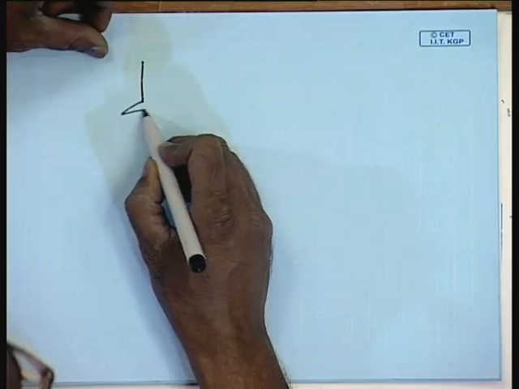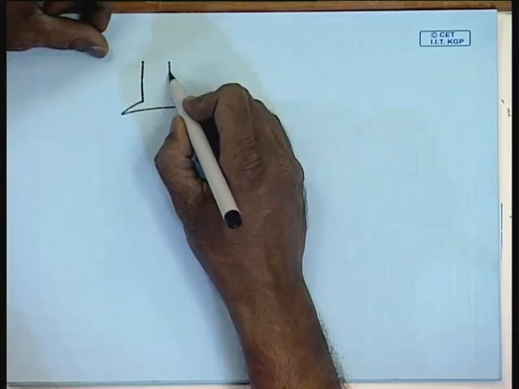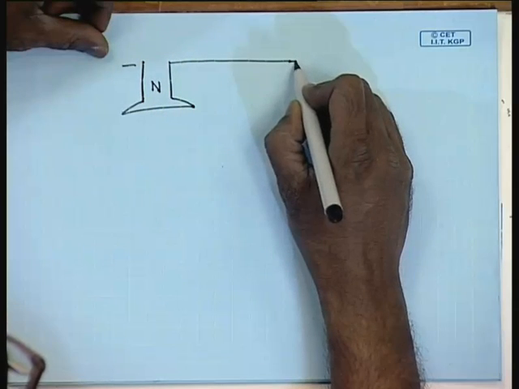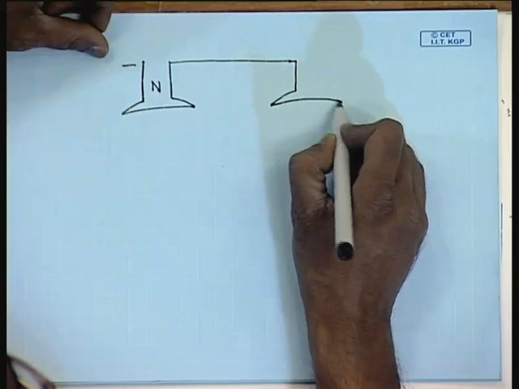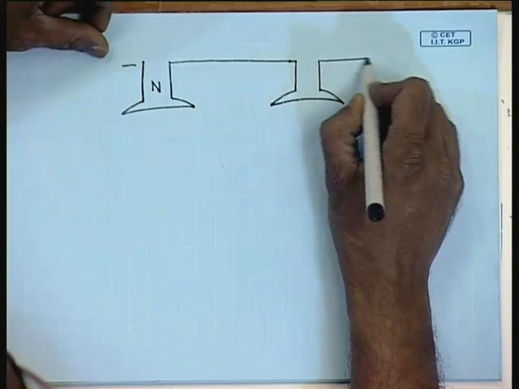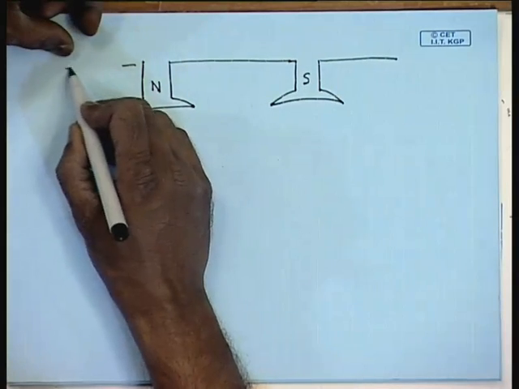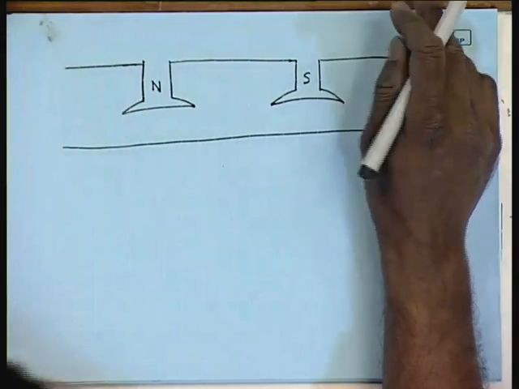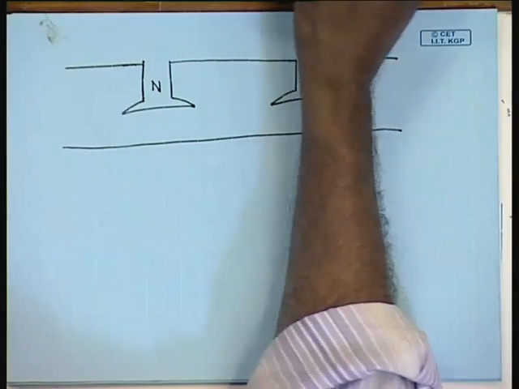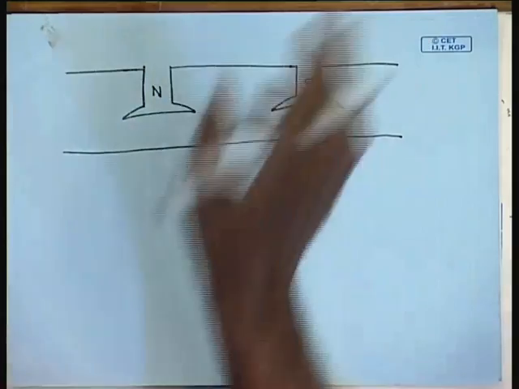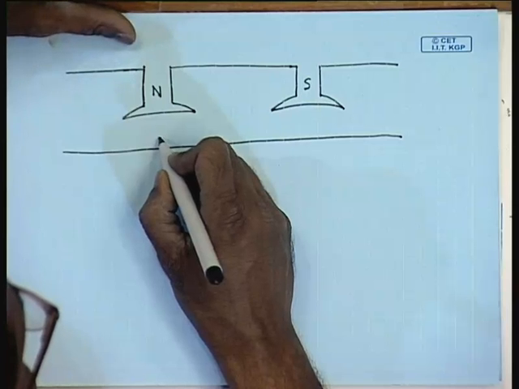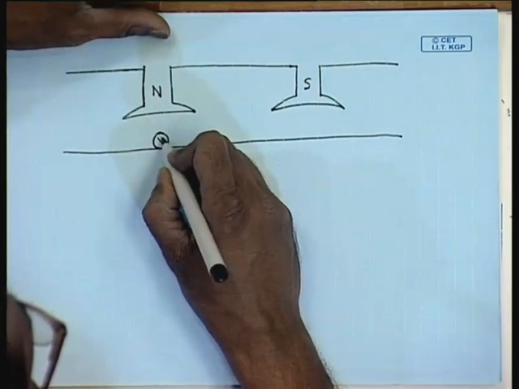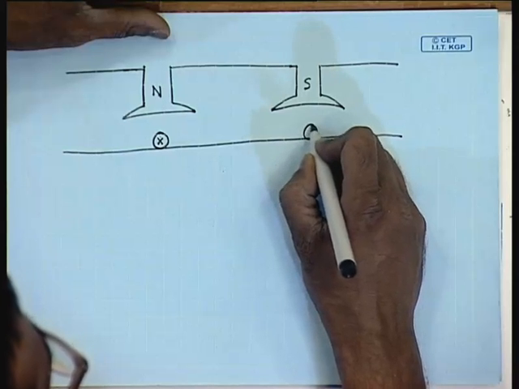So, this is the north pole on the stator. This is the south pole on the stator, and let us say this is the armature. In the unaligned position, let us say one conductor is below the north pole, another conductor is below the south pole.